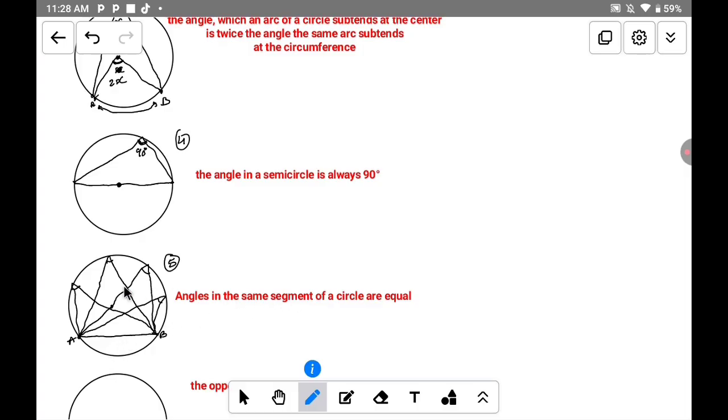It cannot be equal to this one, because if you draw it down here, it means that the angle is not of the same segment we have here. The angle of this one has to be different from the angle of this same segment here.